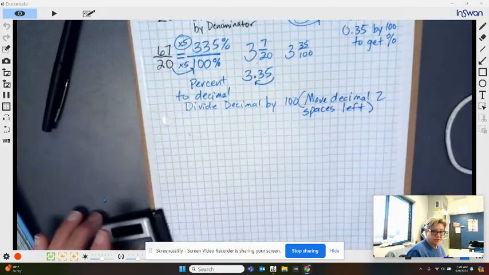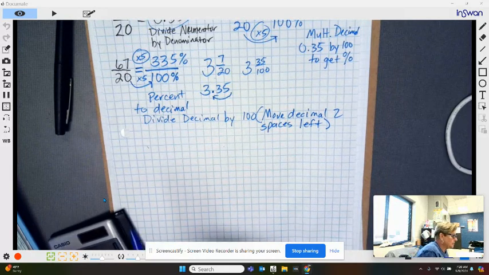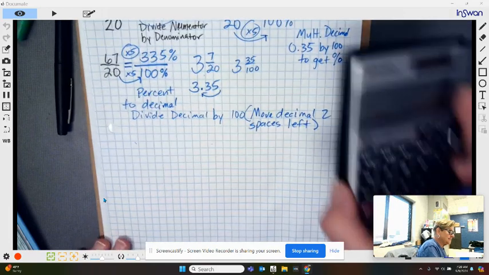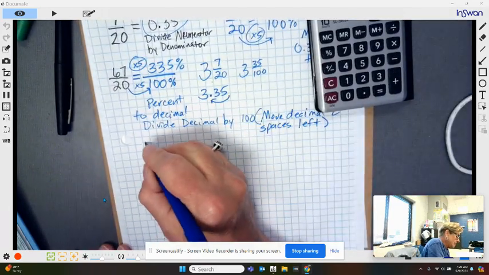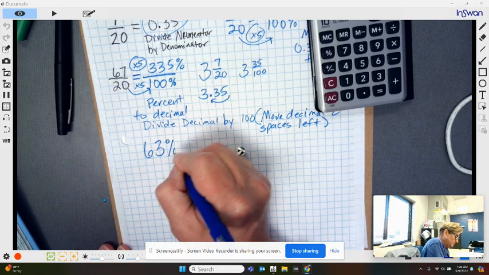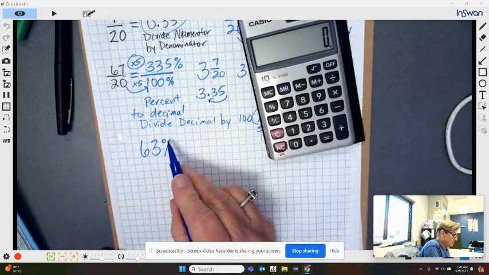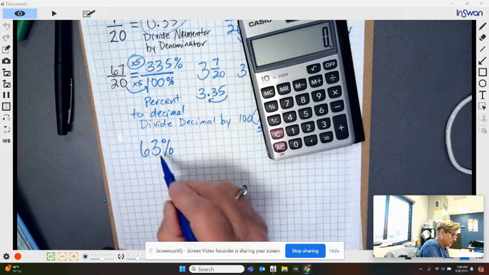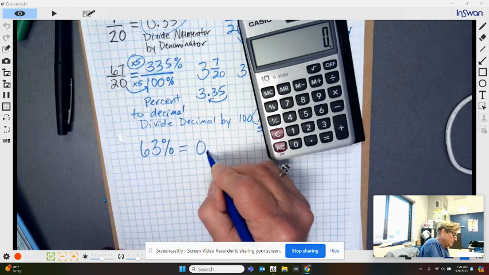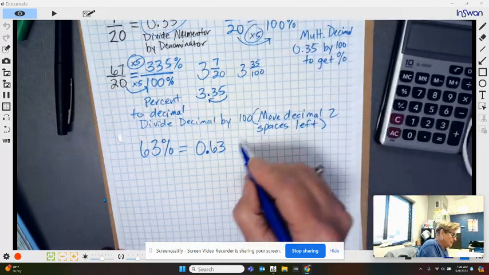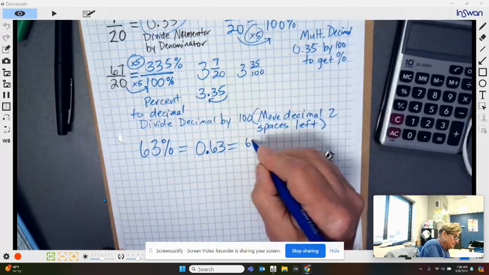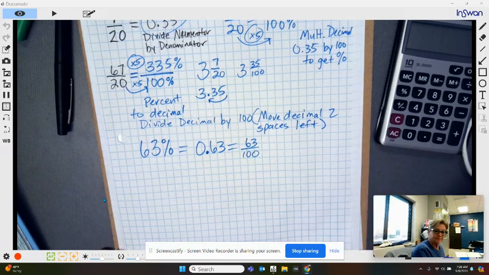So if you look at what we're doing here, converting between fraction, decimal, percent, it doesn't matter what your value is. It's easy to convert between the units. If I had, say, 63%, and I wanted to make 63% into a decimal, I'm just going to divide that by 100 or move my decimal two spaces to the left, and that becomes 0.63. As a fraction, that's going to be 63 over 100.